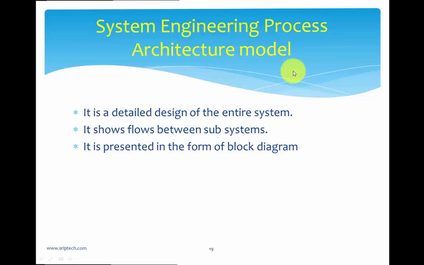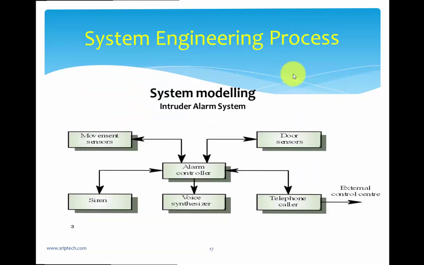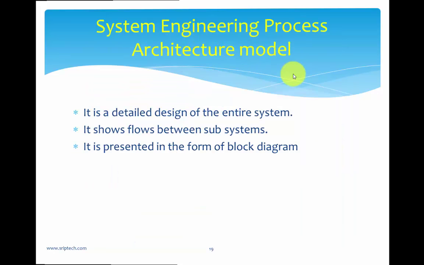Now what is an architecture model? An architecture model is an even more descriptive model than a system model. In the system model, we only talk about the subsystems and how subsystems are interconnected, but in the architectural model we actually show the data which is flowing between the two subsystems, and it is also represented in the form of a block diagram.